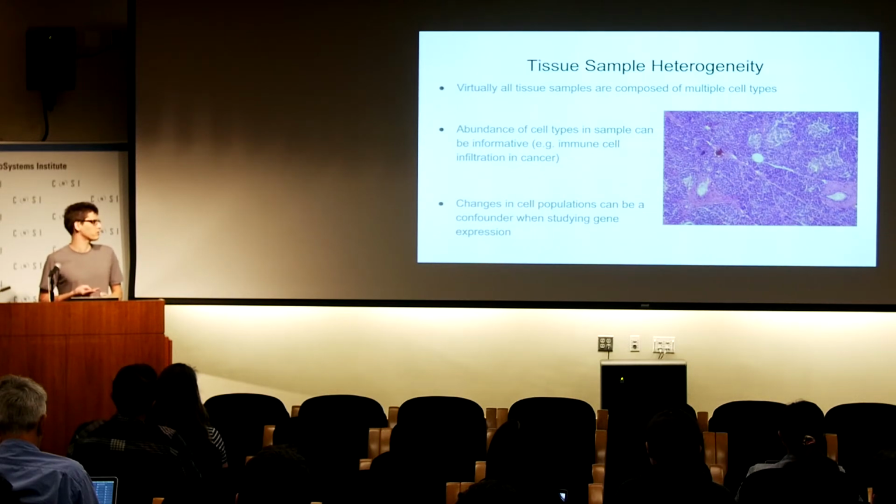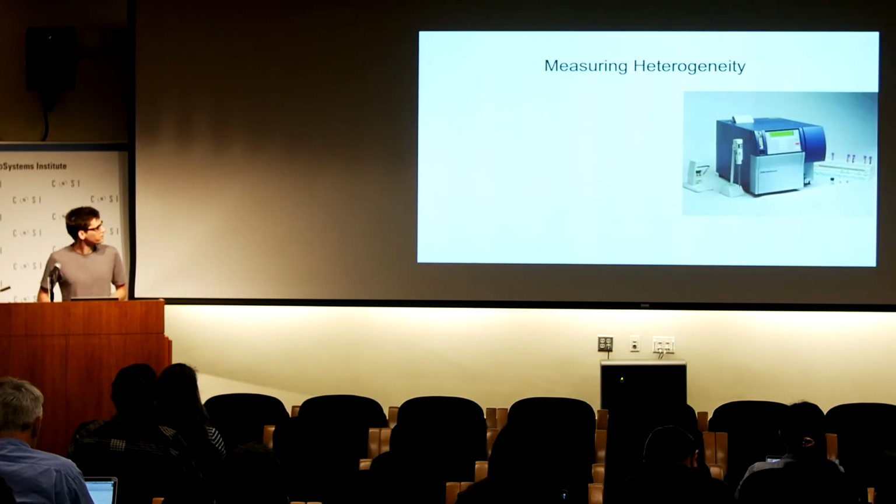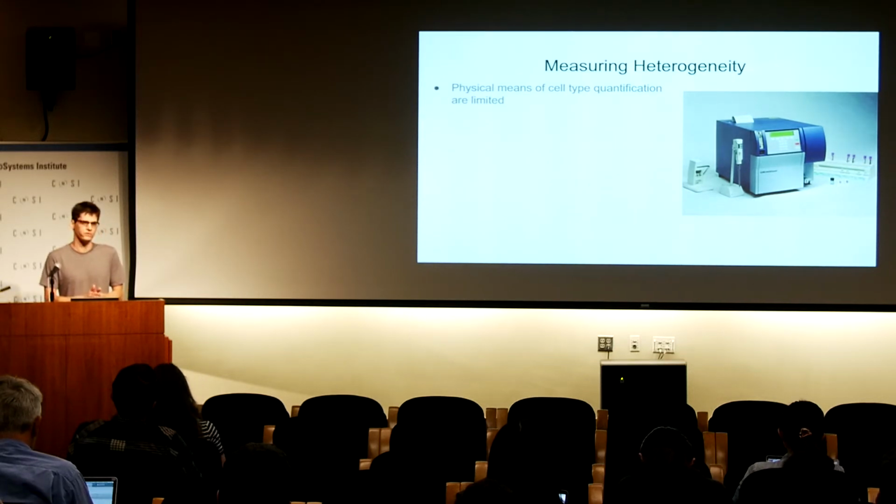Also in laboratory experiments, changing cell populations can be a confounder in terms of your analysis, because if you see an observed change in gene expression, that could be due to true changes in gene expression, or it could in fact be due to changes in the underlying cell types in the populations. So quantifying this can be very valuable, but physical means of doing so are currently pretty limited.